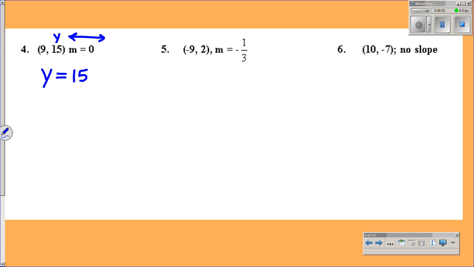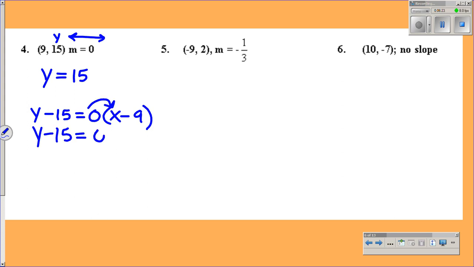Now let's say you didn't catch this shortcut. You didn't think about this equation being just y equals 15. You could also say y minus 15 equals 0 times x minus 9, and you could still go through the solving process. So y minus 15 equals 0 times x, that's 0. 0 times negative 9 is also 0. So on the right side of the equation, we just have 0.